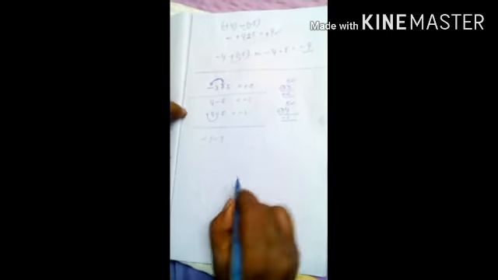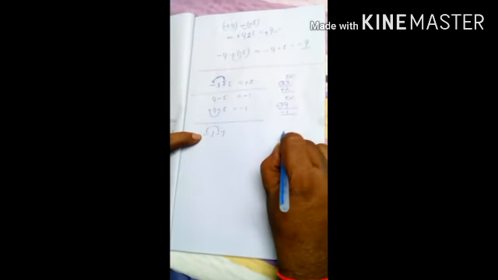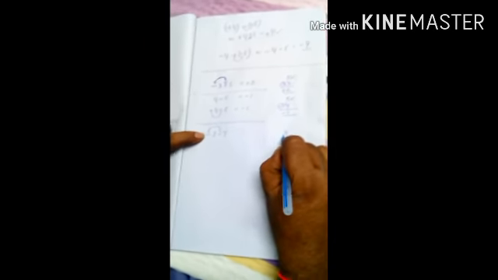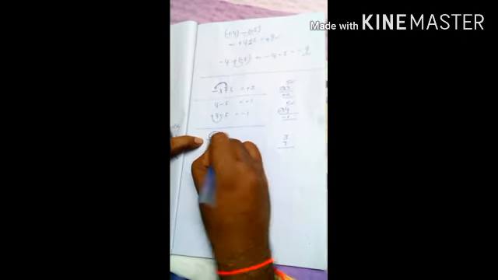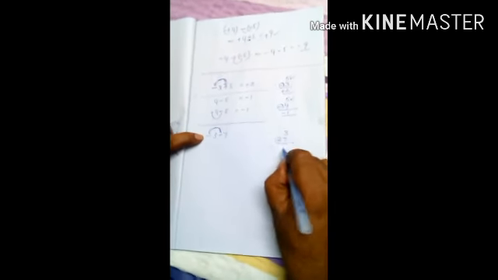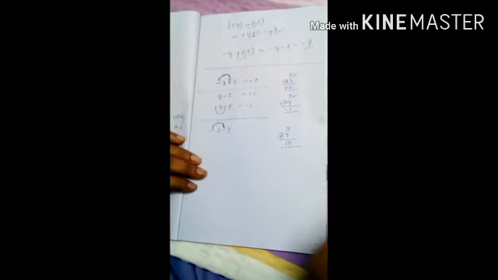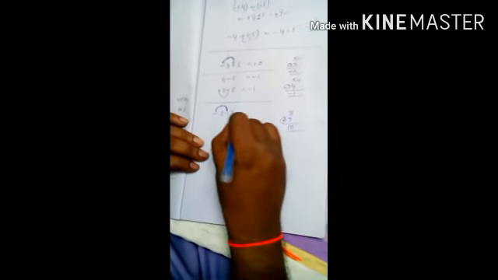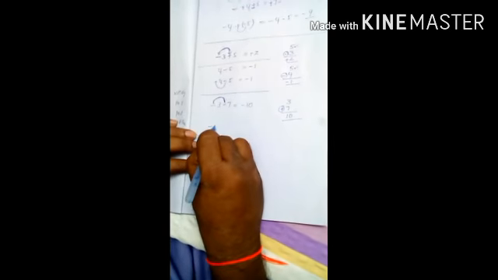Next, one more example. Minus 3 minus 7. Again, here same sum. The absolute value of minus 3 is equal to 3. The absolute value of minus 7 is equal to 7. Same signs, no? That's why sum. 3 plus 7 is equal to 10. Both are negative, that's why negative 10.